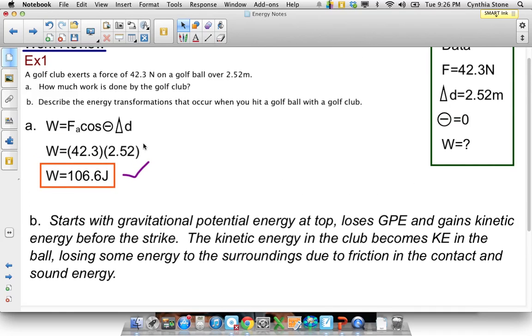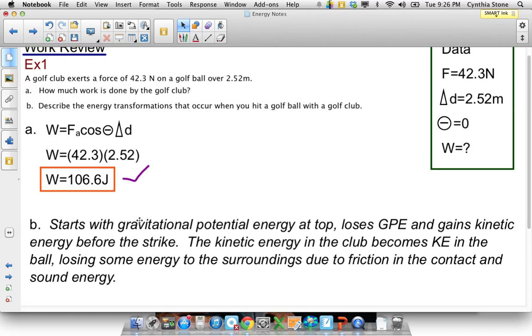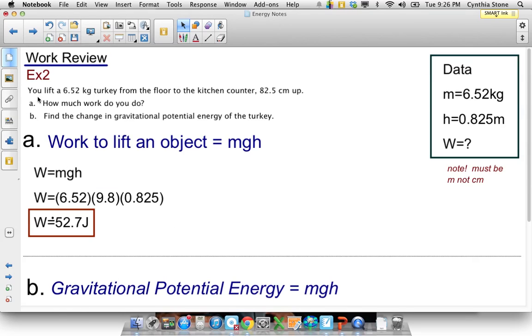If you're given a question like that, just think about what happens and list as many transformations as you can. Example number 2 is lifting a turkey, which I guess is suitable because probably you're watching this at turkey time, from the floor to the kitchen counter, so that's the height.